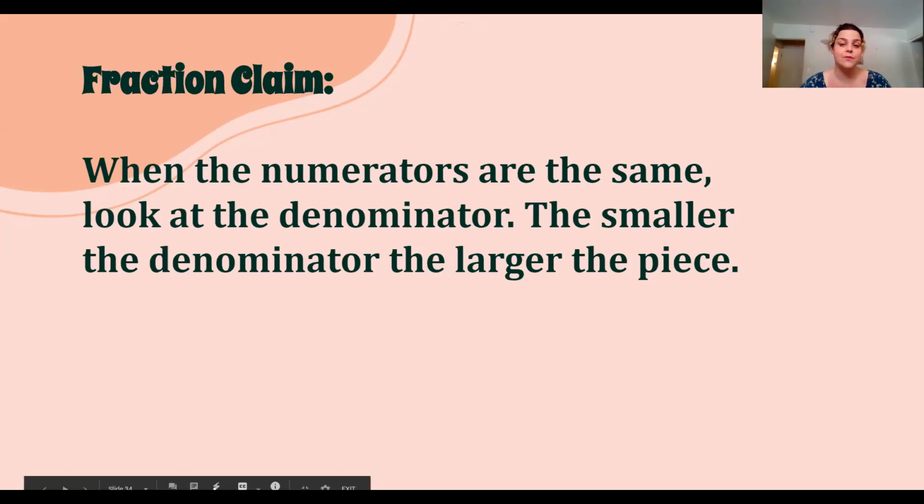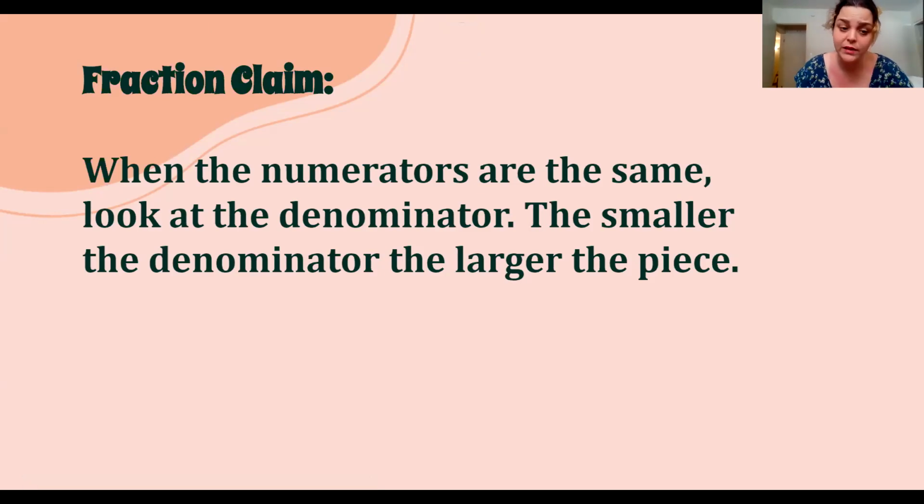Well, what does that mean? We need a visual. So not only did you write that claim down, what we're going to do now is we're going to prove it with a bar model. We need to set up a bar model so that we can truly see it. Maybe, I don't know if I'll be able to do a pie model on here too, but we'll try it, so why not? So when the numerators are the same, look at the denominator. The smaller the denominator, the larger the piece.